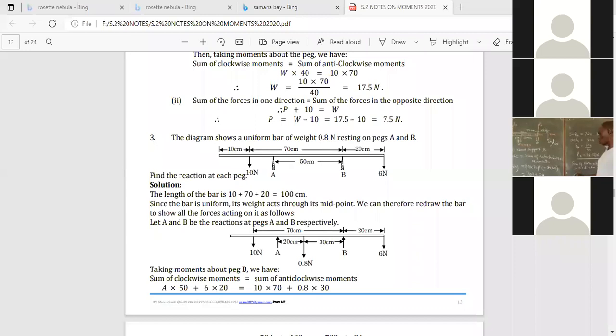So I'm going to consider up: RA plus RB equal to down: 10 plus 10 plus 0.8 plus 6 plus 6 plus 6. We cannot see beyond that. Okay, so what do I erase? We have A.